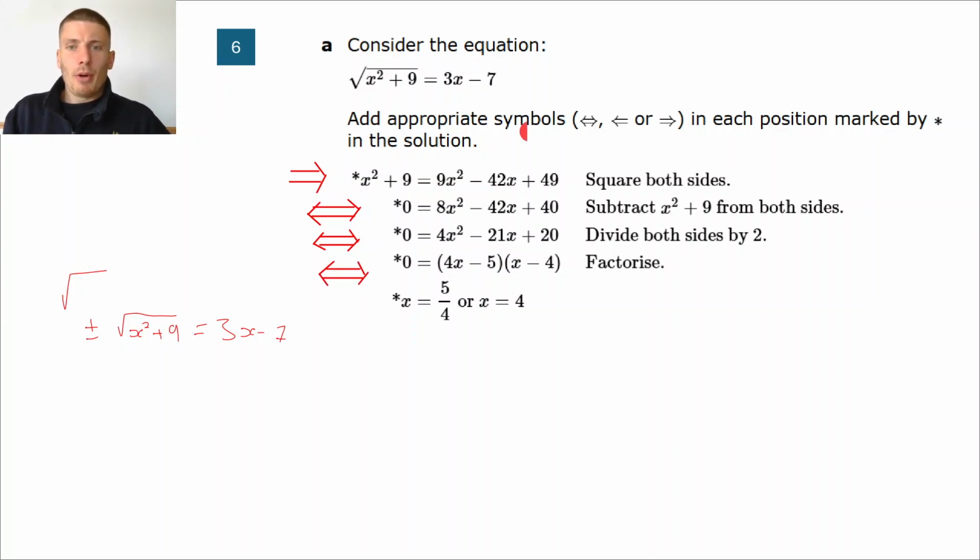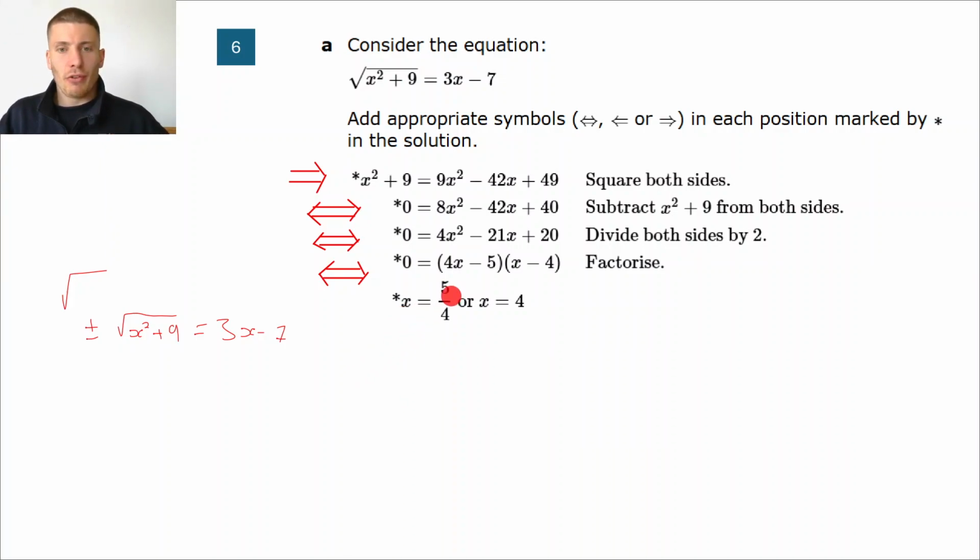So add appropriate symbols in each position marked by an asterisk in the solution. Am I missing part of the question? I am, yeah. Okay, part B, which I haven't cropped on here, which was my fault. It does say, sorry, hence explain the flaw in the solution given. Sorry, that's not on the question, but we'll go through it anyway. I've got it on my textbook here. Hence explain the flaw in the given solution.